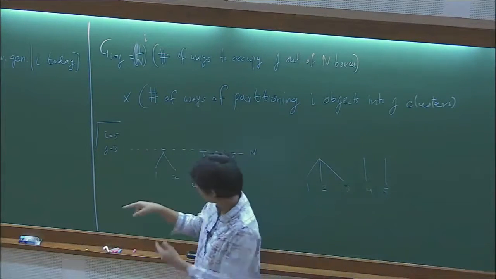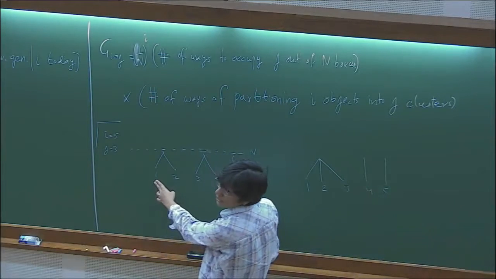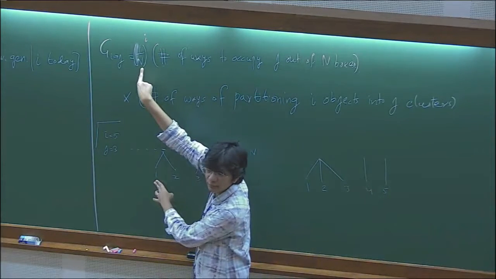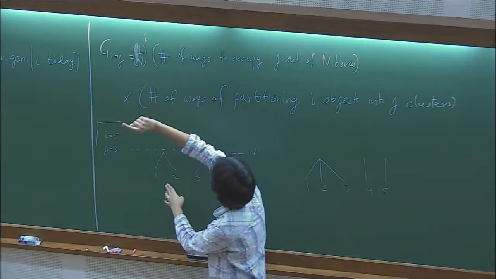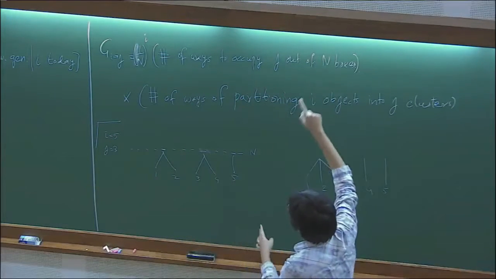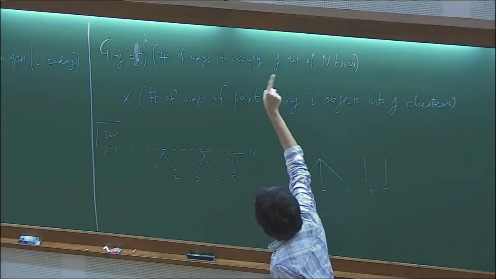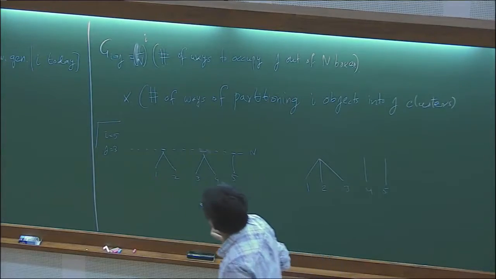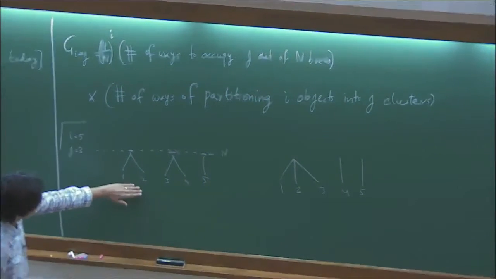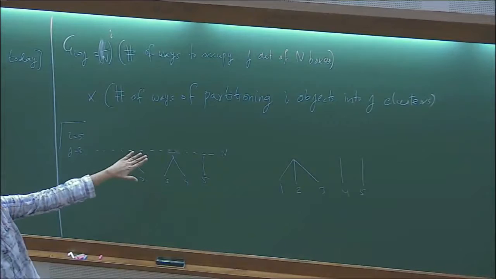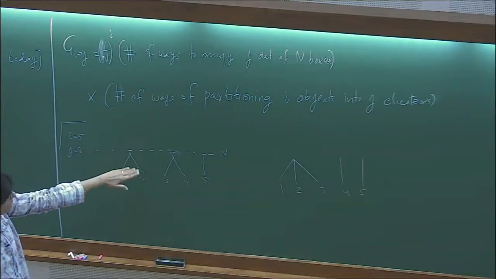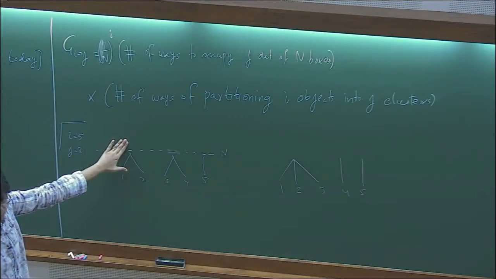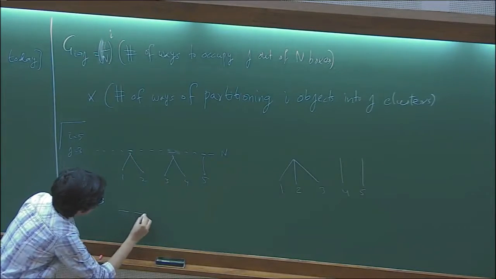Let's try to understand these two other things. This is the number of ways to occupy j out of n boxes. What do I mean by that? I want to get j clusters, 3 clusters now. So I think of it like this: I have these n boxes, and I want to get 2 here, 2 here, 1 here.